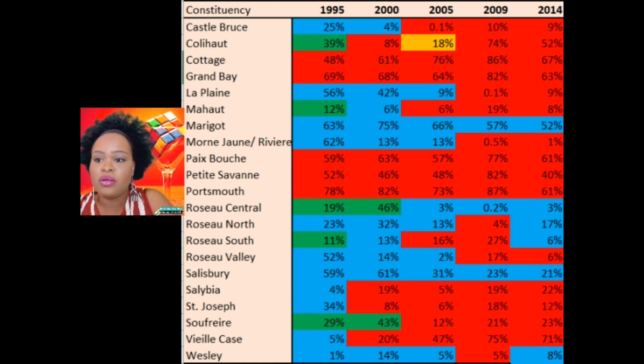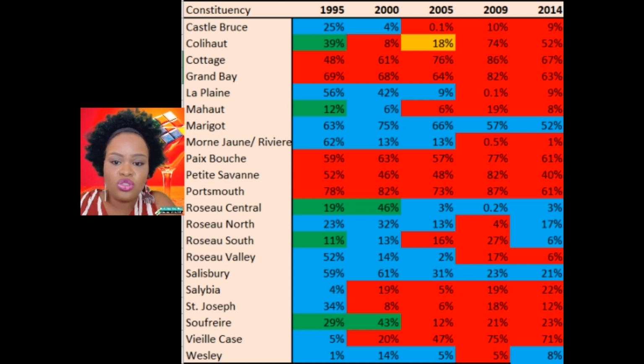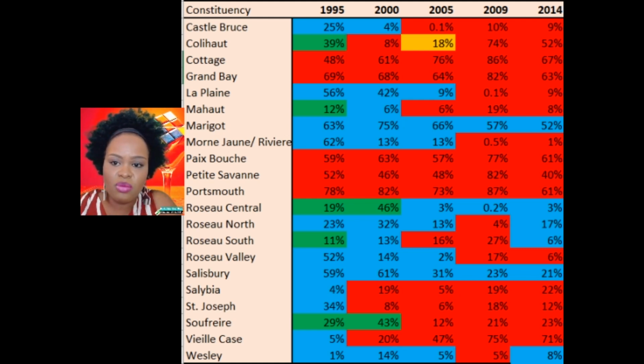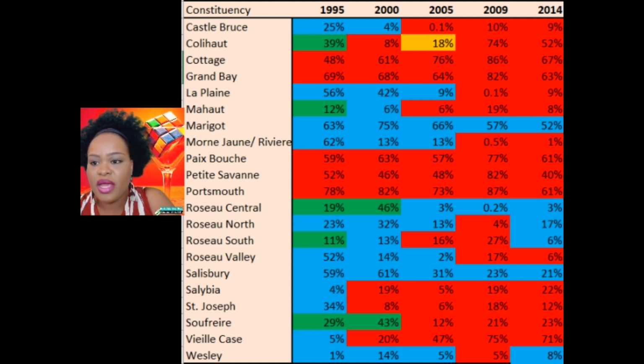The Colliho decreased by almost 20%. Then the Cottage constituency also decreased by almost 20%. The Grand Bay constituency decreased by almost 20% as well. The Lapland constituency increased by almost 9%. The Mao constituency decreased by 11% between 2009 and 2014.